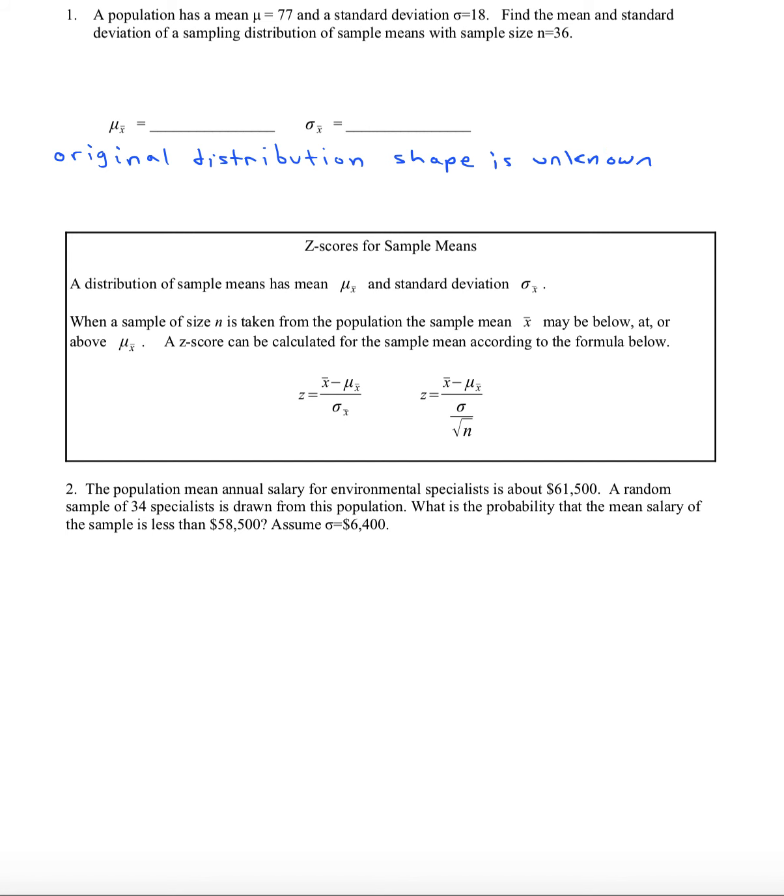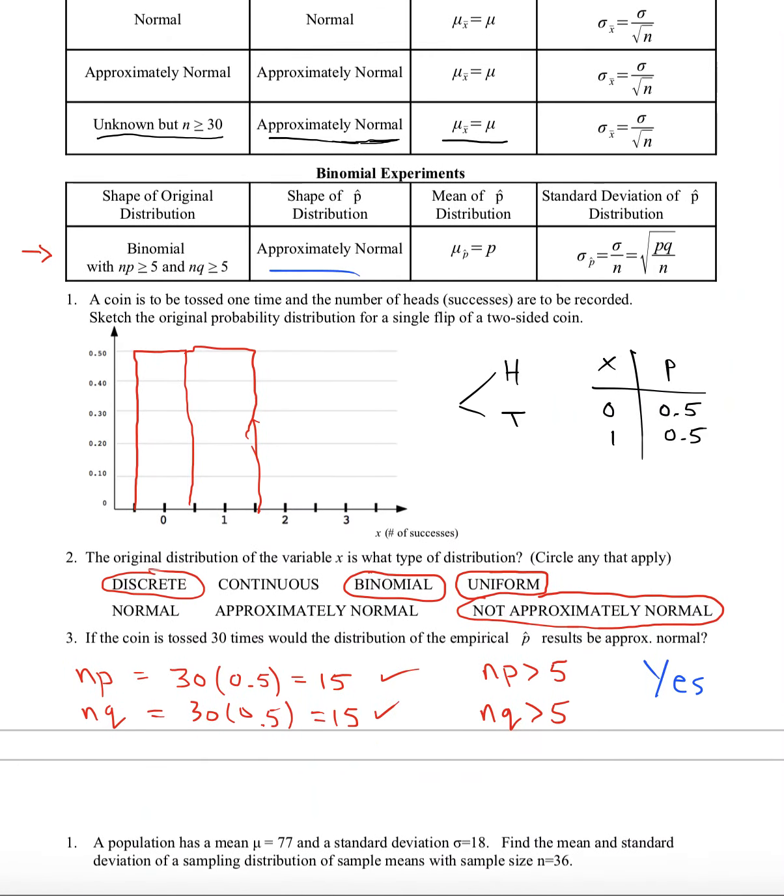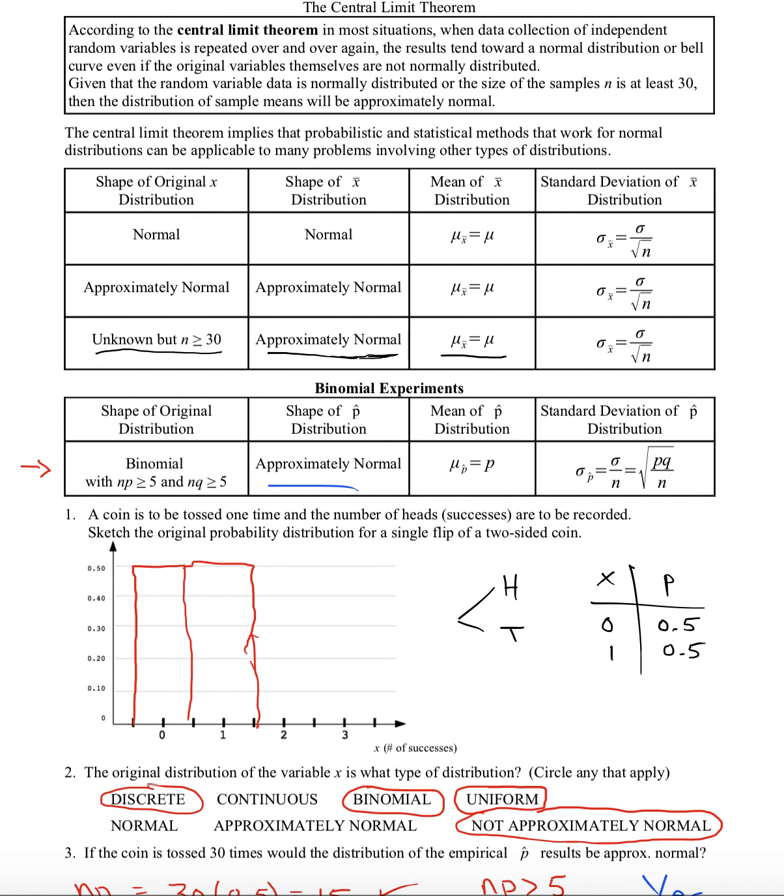if you go back to the central limit theorem table up here, it says that if you know your original distribution shape to be normal, then you can assume that the shape of your x bar distribution will also be normal, no matter what the sample size. If you think that your original distribution is approximately normal, then you could assume that the distribution of your sample means will also be approximately normal.